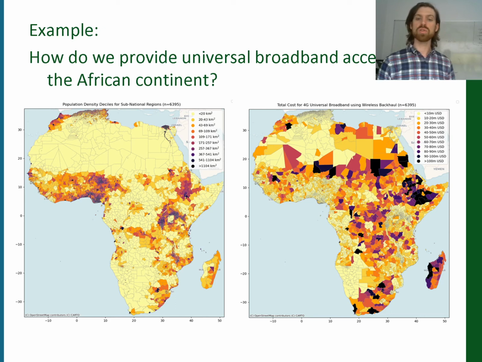I've given you an example on the right of what the costs could be for delivering universal broadband access, and you can see that it's much higher in areas where you've got lower population density, and this is one of the challenges. So this is just a general problem which includes spatial data, which I've been tackling, that I want us to talk through.